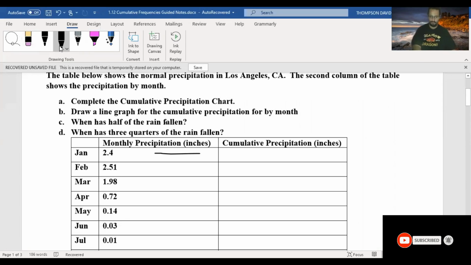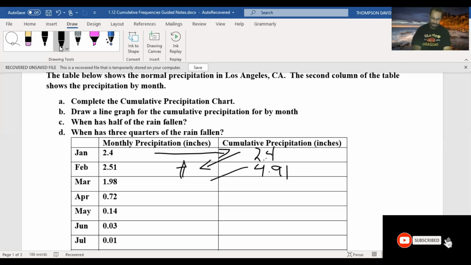So the first thing we're going to do is bring the 2.4 over to represent the month of January. Next, it's kind of like a zigzag pattern. We'll add in the month of February, so it'll be 2.4 plus 2.51 to have a running total as of February of 4.91 inches.